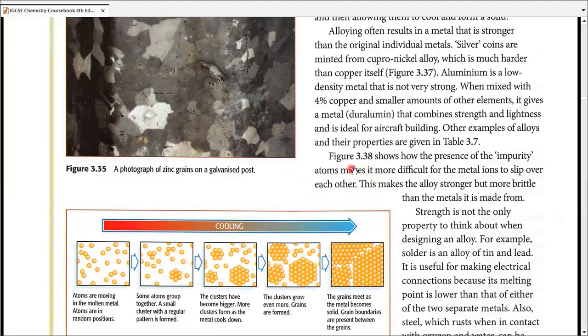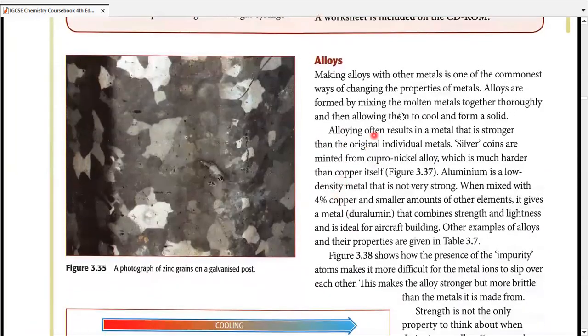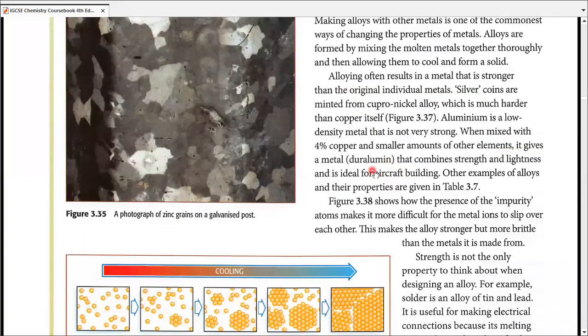Next up is alloys. An alloy is actually made with a combination of a metal with other metals. Sometimes we may add non-metals. The process is really simple. We heat them, we melt them, they're converted into liquids, we mix them thoroughly, we allow them to cool, they form a solid very quickly, and that's how we make alloys.